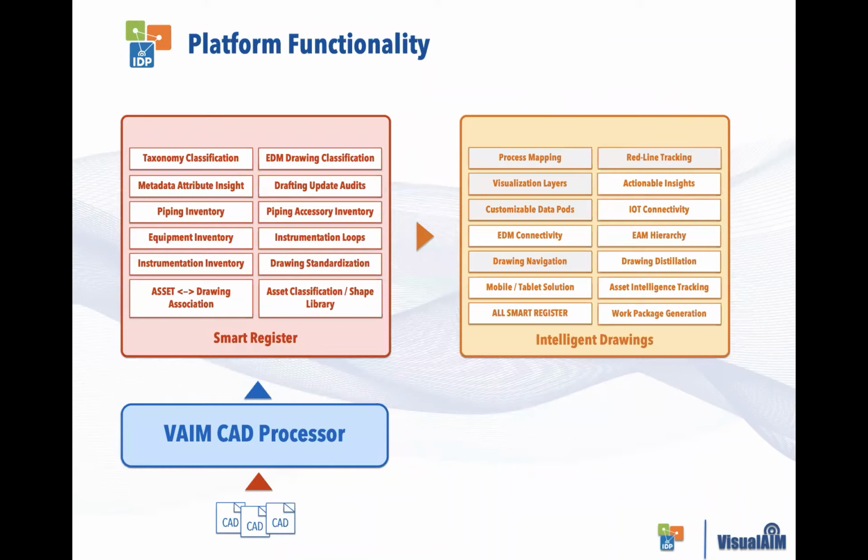The platform functionality, and again, if you go back to those first three levels that I was explaining in the previous slide, if we were to break down what the capabilities are on those levels, it kind of looks like this, where we have the smart register that's being fed in from the CAD drawings being processed. And that first step allows us to get all sorts of information about the content and the inventory inside of the drawings. So we understand taxonomy classifications, so asset types and subtypes of the assets in the drawings.